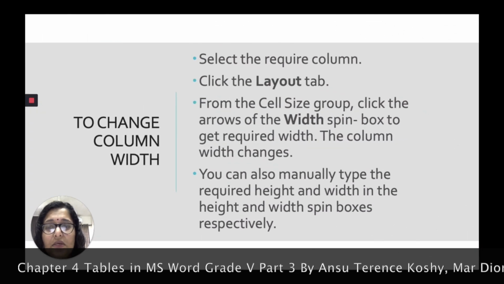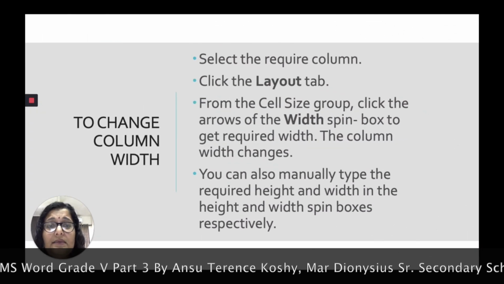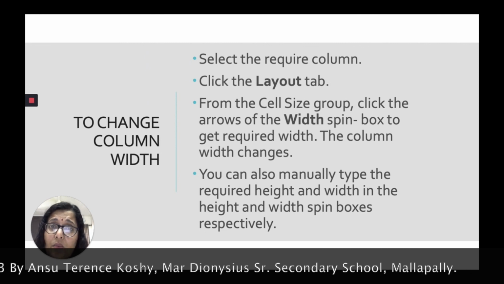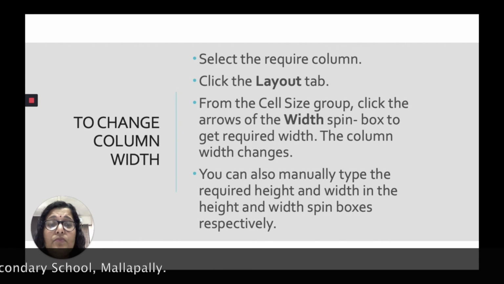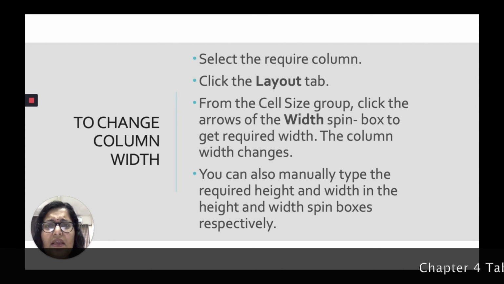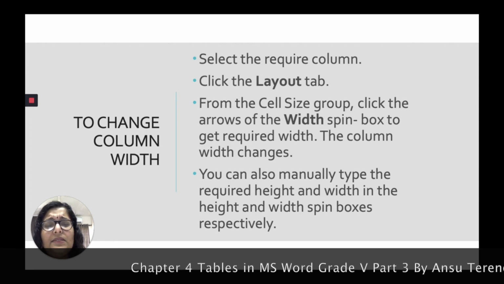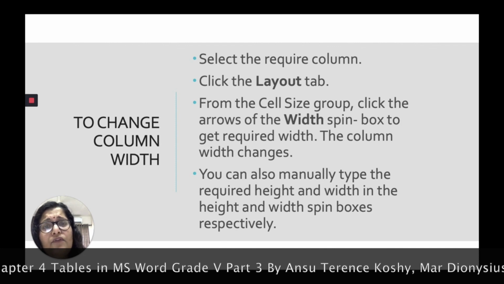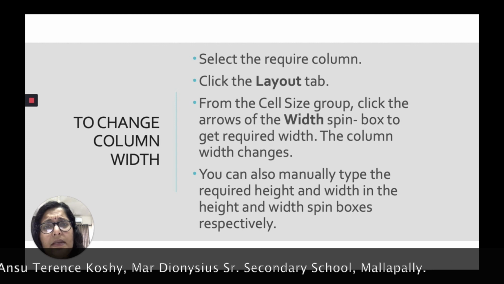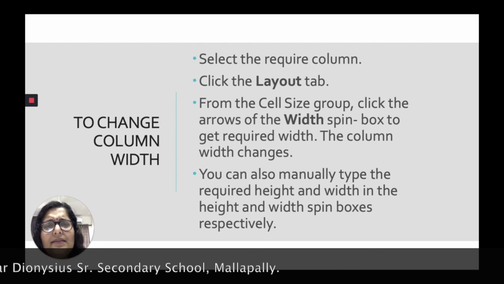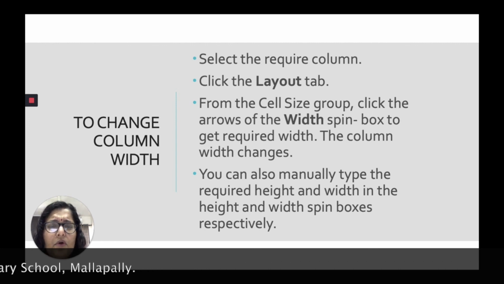To change the column width, again you need to select the required column, go to the Layout tab. In the Cell Size group, you can find the Width spin box to get the required width. The column width changes. You can also manually type the required height and width in the height and width spin boxes respectively. If you have a specific width in your mind, you just don't need to press on the up and down arrows. You can just write the number in the respective boxes also.